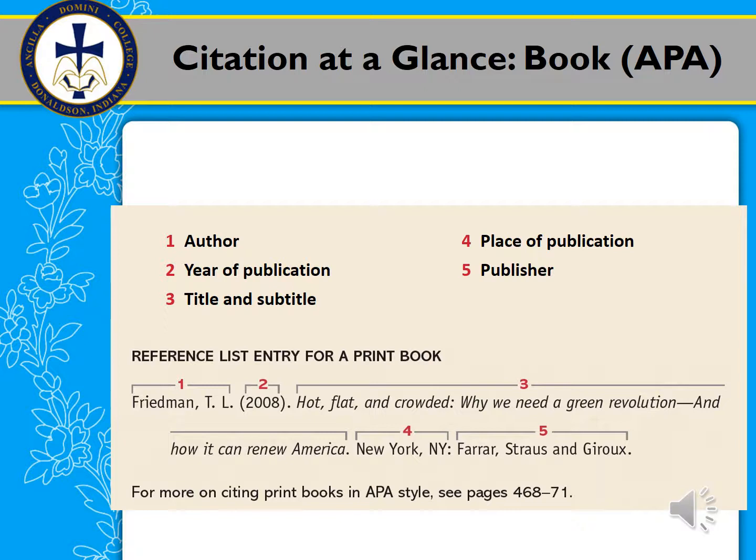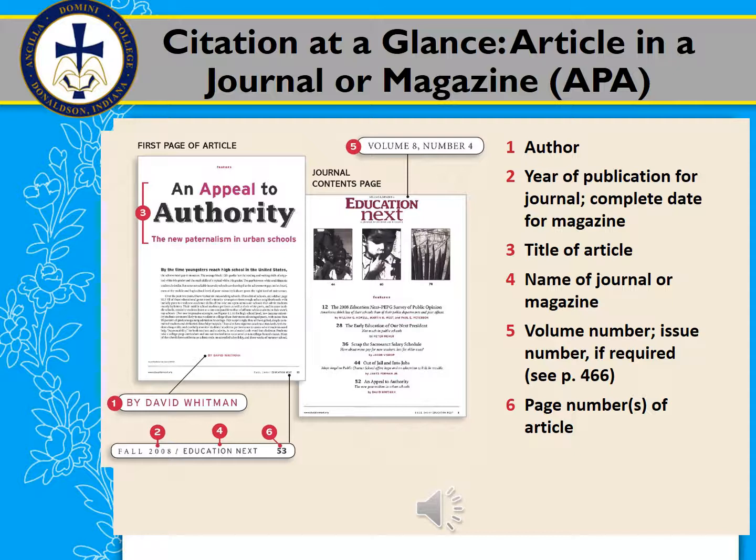Then after that we get the title and then the publisher, the place of publication, and then the publisher itself. So a lot of the same information that we're used to finding from MLA, but in a slightly different order. And again, you can find all the different variables for APA in your writer's reference book.